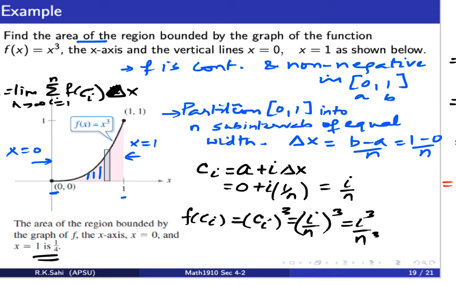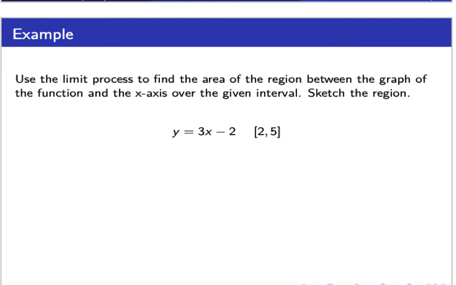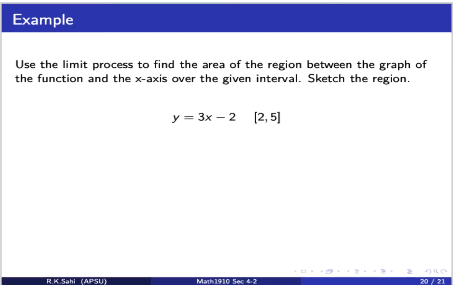One more example. We're going to apply the same process, guys. In this one, we are asked to find the area of the function between the interval 2 and 5. And then we're also asked to sketch the curve. So let's sketch and see what it is. 3x minus 2, it's a line.